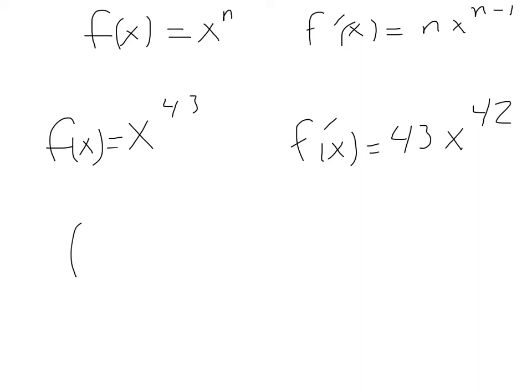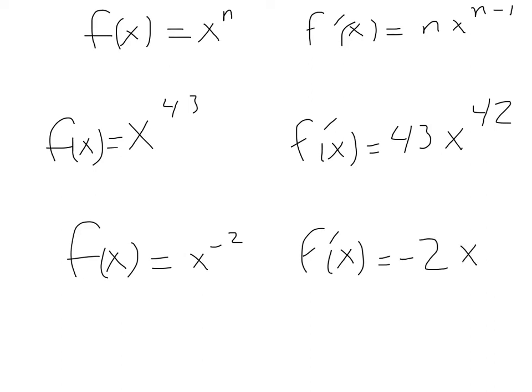Let's say you have f of x equals x to the minus 2 power. Then f prime of x, or the derivative of x to the minus 2, is you take the minus 2, put it out in front, and then subtract 1 off of minus 2, and minus 2 minus 1 is minus 3. So the power rule works with negative exponents as well. It also works with fractions, but you have to know how to subtract 1 off of a fraction, but it still is true for fractions.